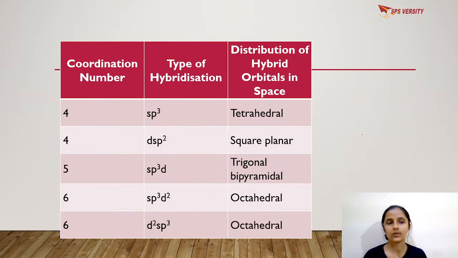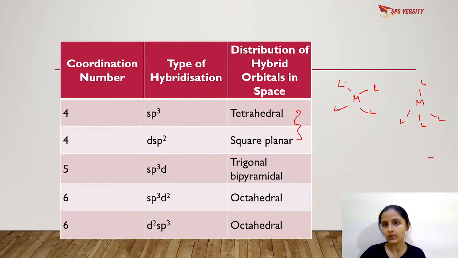So we have a list over here. If the coordination number is 4, that means around the central metal atom you can expect 4 ligands. So one is this way of arrangement. This leads to the square planar geometry, or with M and 4 ligands, this leads to the tetrahedral geometry. That's tetrahedral and square planar, where each metal is surrounded by 4 ligands.